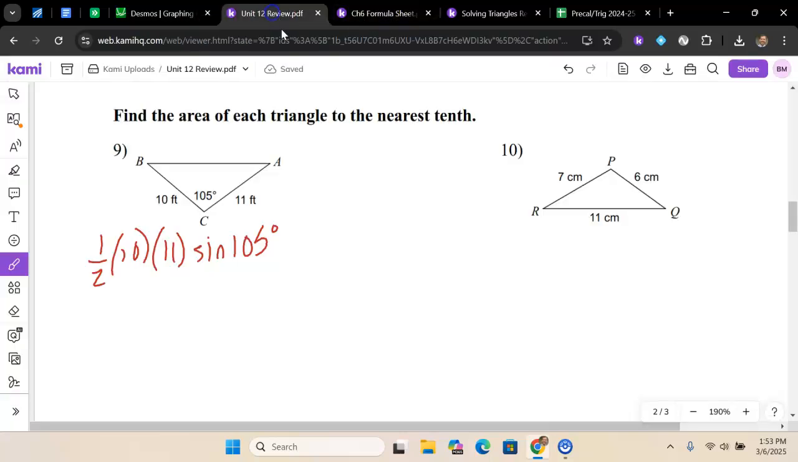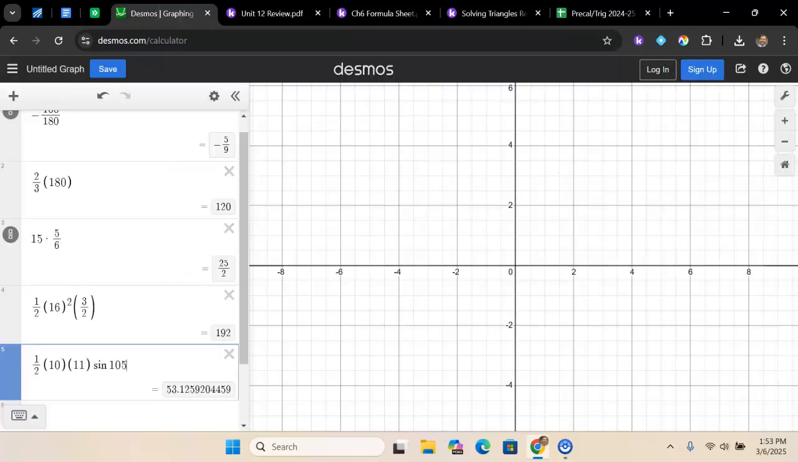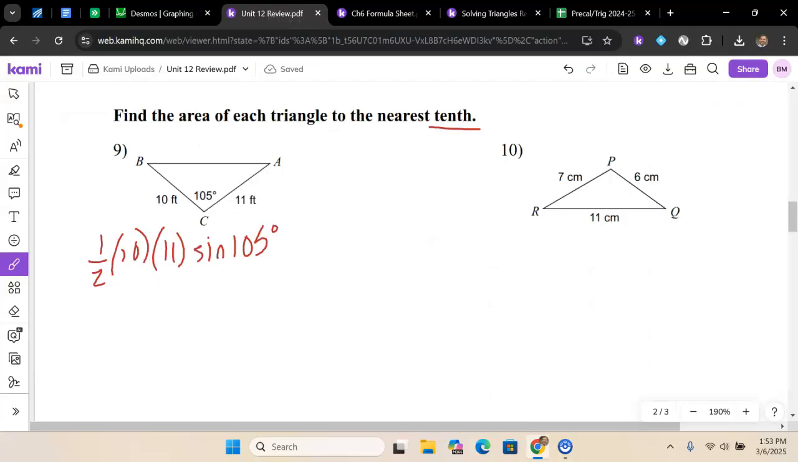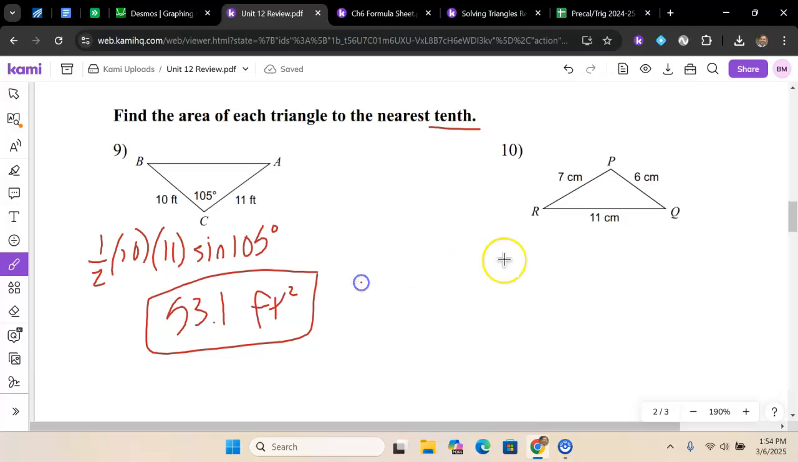53.1. If you're concerned about rounding, sometimes it says what you want to round to, but I actually don't care. I'm just going to say round to what makes sense. So we got 53.1. If it makes more sense based on the numbers to round to the nearest 100th or to the nearest whole number, do that. That's fine. We're finding area, so this would be feet squared.